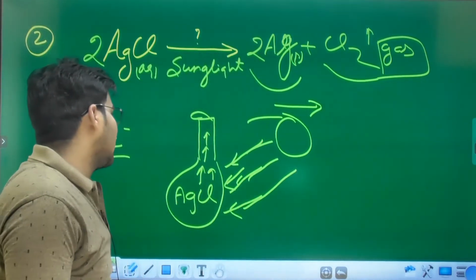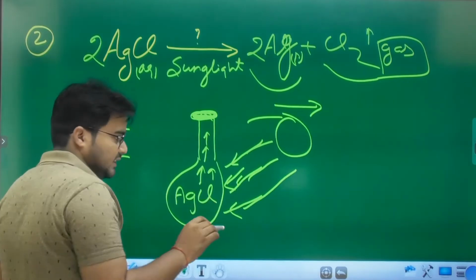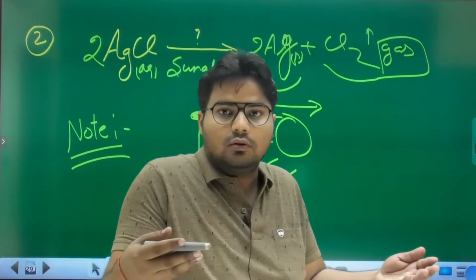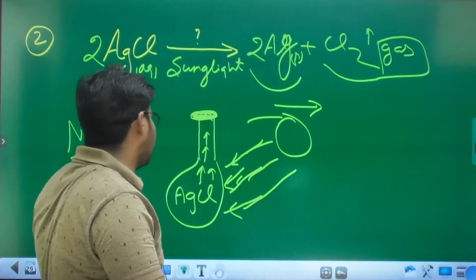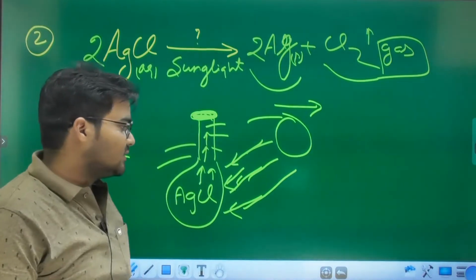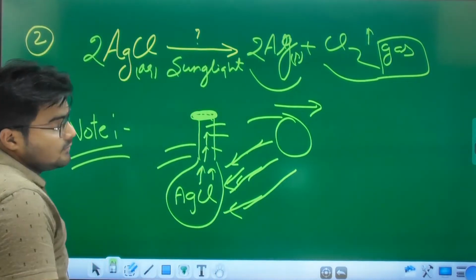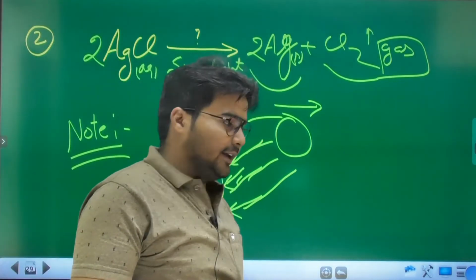This is the only reason, because if the bottle is tightly packed, the gas wants to spread out, and if the pressure becomes high, the bottle suddenly breaks. So that's why we say AgCl bottles have to be kept in a dark area. Clear?